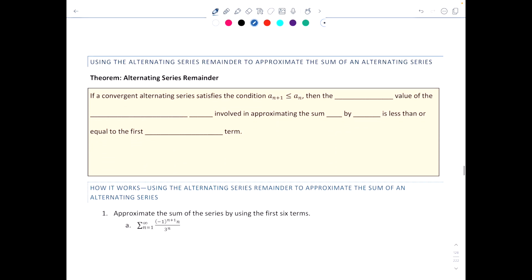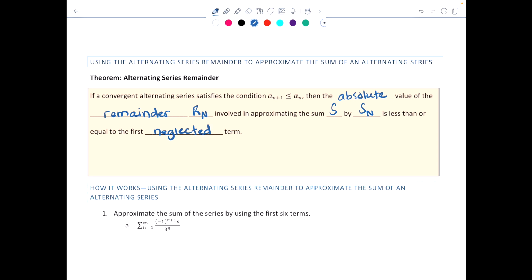You can use the alternating series remainder to approximate the sum of an alternating series. So if a convergent alternating series satisfies the condition a sub n plus 1 less than or equal to a sub n, then the absolute value of the remainder, now let's call that R sub capital N, involved in approximating the sum S by S sub N is less than or equal to the first neglected term. S sub N is like the capital Nth partial sum, right? So the first term that you don't add.